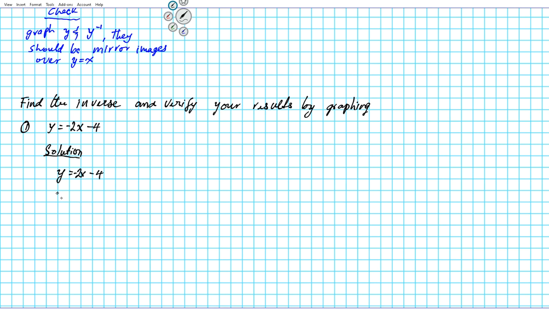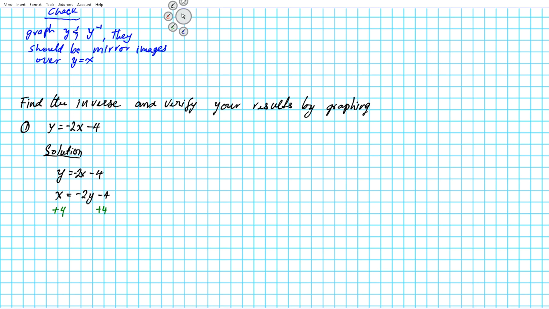We're going to switch the x and the y's. So your output y becomes your input x, minus 2, your input y, x becomes your output y, minus 4. Now we're going to solve this equation algebraically. It's a two-step process. We're going to add 4 and divide by negative 2. Let's start by adding 4. You add 4 to both sides.